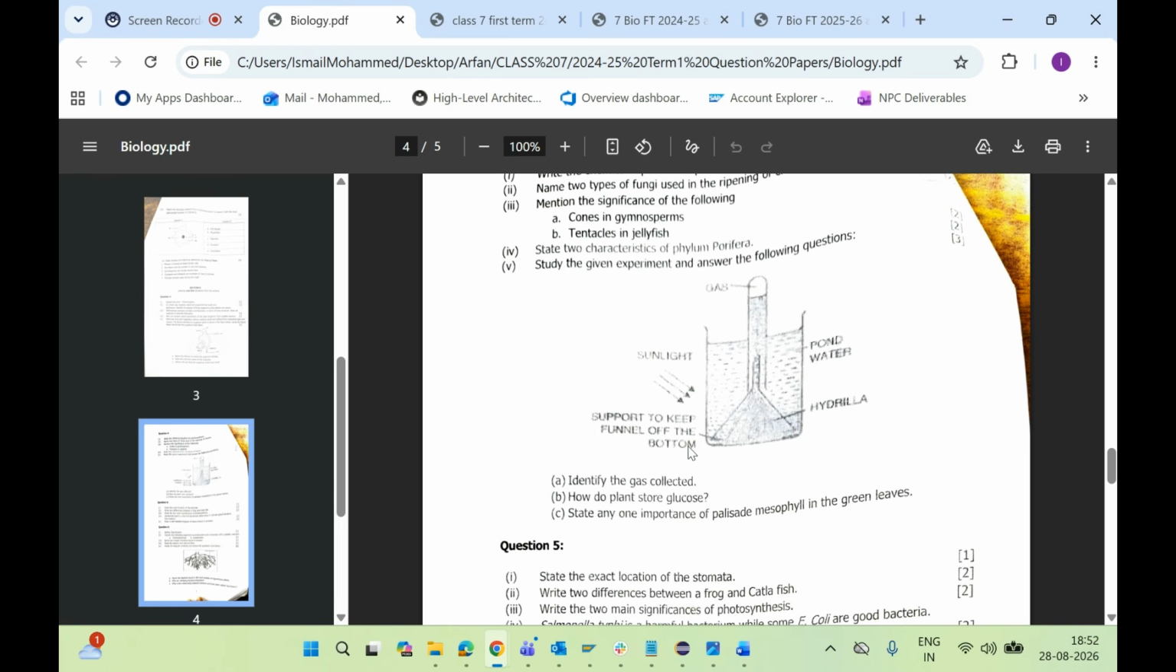This experiment they have given. State the given experiment and answer the following questions. So you have sunlight, gas, water, hydrilla there, and a support to keep the funnel at the bottom. So what is the identified gas collected? How do plants store glucose? State any one importance of palisade mesophyll.